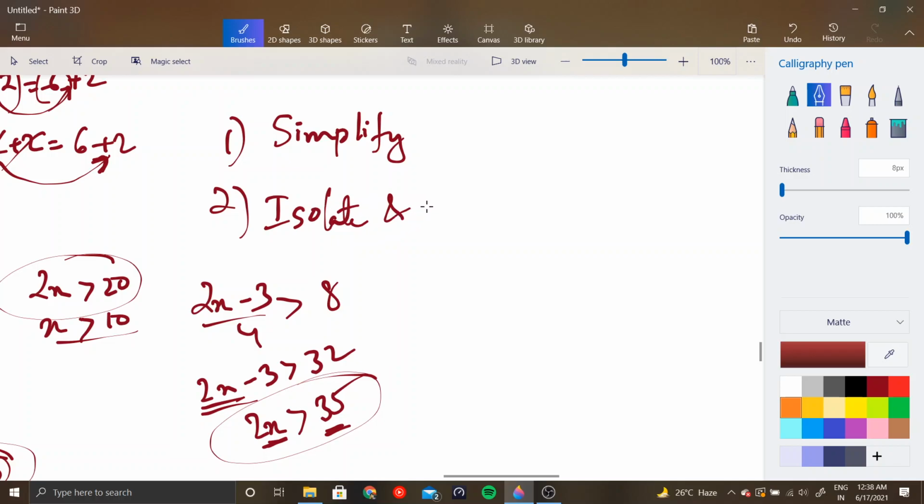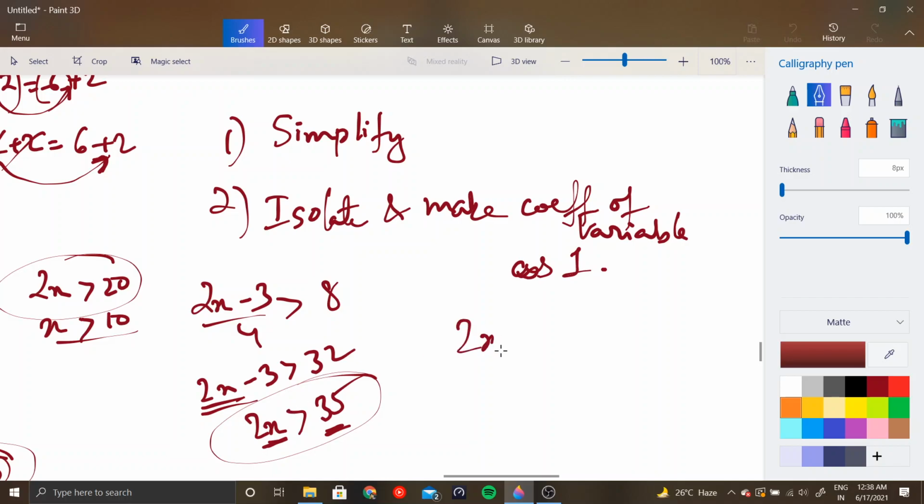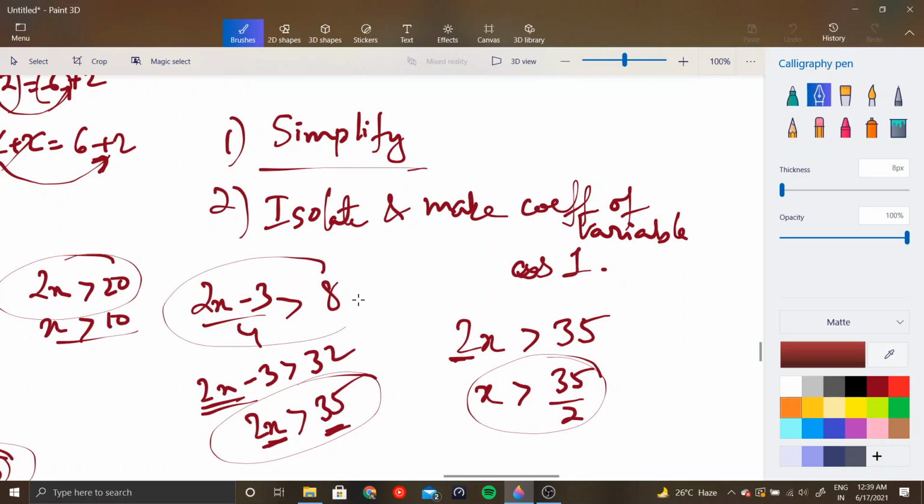Isolate, and the thing is not yet over. After isolating, make the coefficient of the variable 1. Now this is important and fairly intuitive, right? After you isolate, it becomes 2x is greater than 35. So you need to make this coefficient 1. What you do is you divide both sides by 2. So in this case x is greater than 35 by 2, and there is your answer. Firstly, you need to simplify, reduce everything, convert it to the reduced form. After that, isolate. After isolating, just make the coefficient 1. Okay, those are the steps to solve.